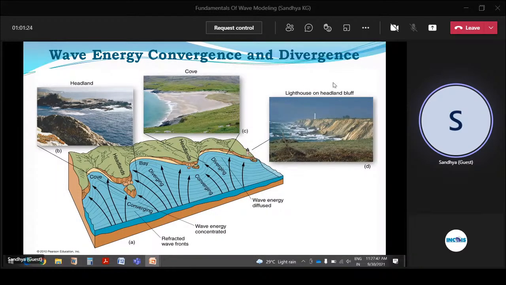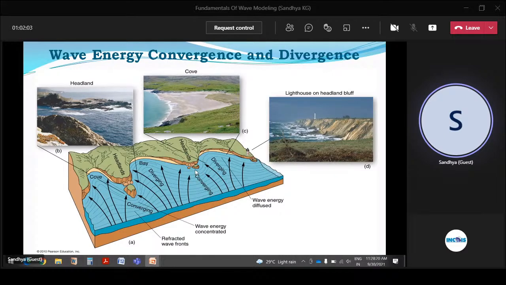And this is a lighthouse. Here the depth contours are marked like this, and these are the wave crests. Wherever the depth contours make a different angle with the wave crest, the waves are turning. You can see that near a curve or bay the waves are diverging. So these refracted wave fronts are here. These waves are diverging in these areas, and at a headland, the waves are converging.